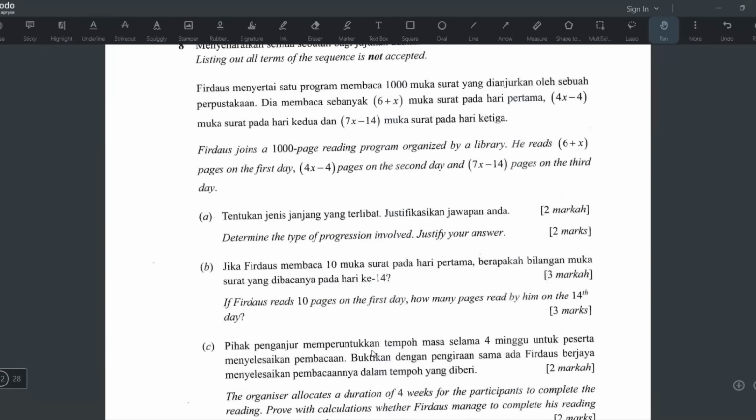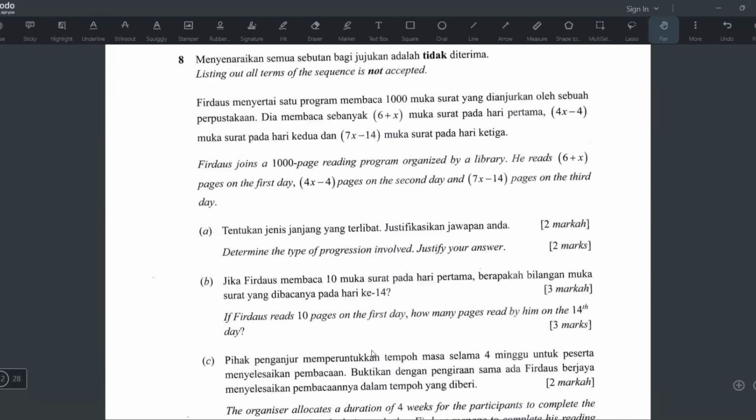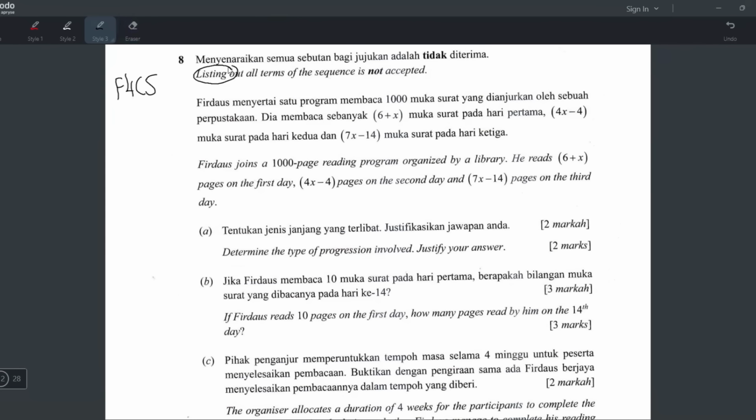Done? Okay, number 8 next. Okay, what is this? Listing out all terms of sequence is not accepted. Just by this line, I know it's a progression question already, from Form 4 Chapter 5. How do I know just by reading this? Because only in progression questions there is the listing method. So they say listing out is not accepted. That means automatically it is progression, because only progression questions can use the listing method.